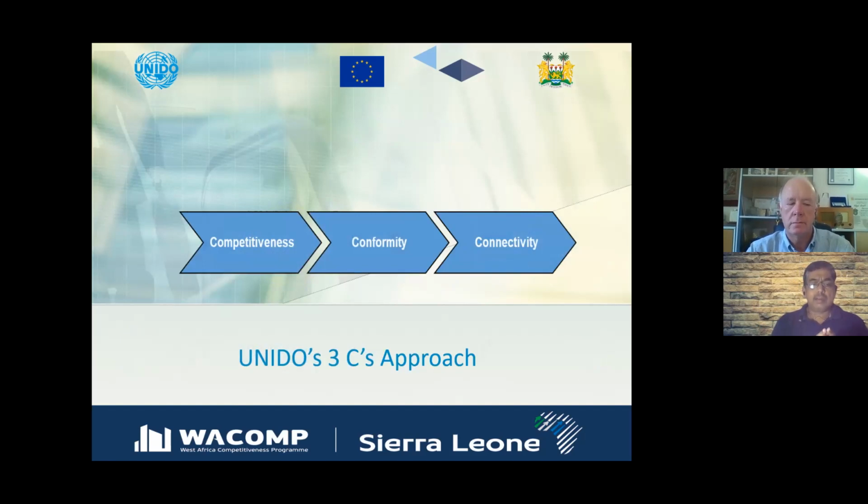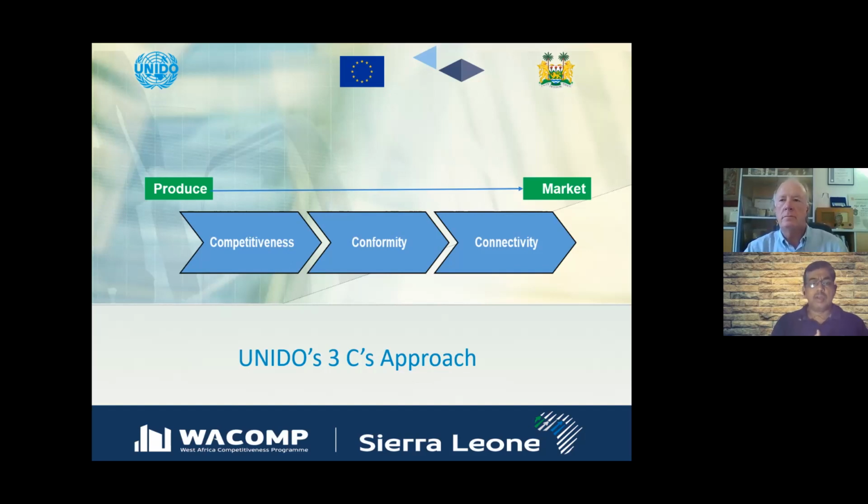UNIDO always has the 3 C's approach for this competitiveness project: to improve the competitiveness of the agriculture produce, then to conform those agriculture produce to international standards and the regional standards. Because once the produce is certified that these are safe for human consumption and of good quality, then you can connect those produce to the regional as well as to the global market. So this is basically the 3 C's approach to link the produce to the regional and the international market.